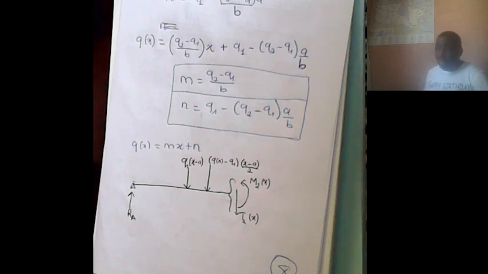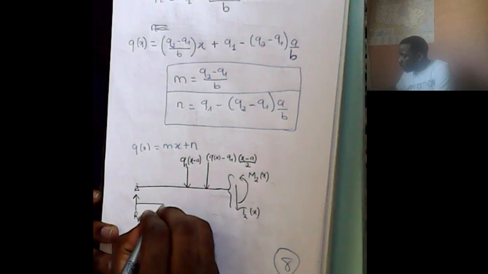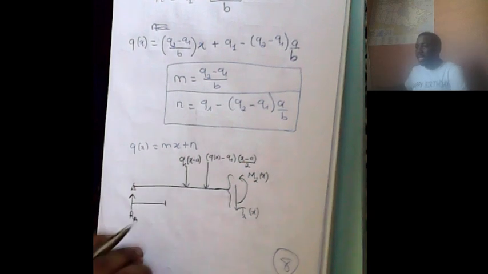Okay, we'll calculate the bending moment, and then we'll differentiate to have the value of the shear. It's as simple as that. Good. So the distance from here to somewhere here, we have already established.